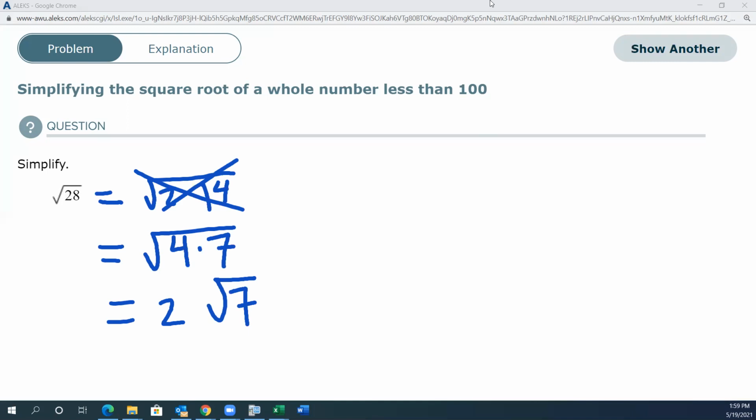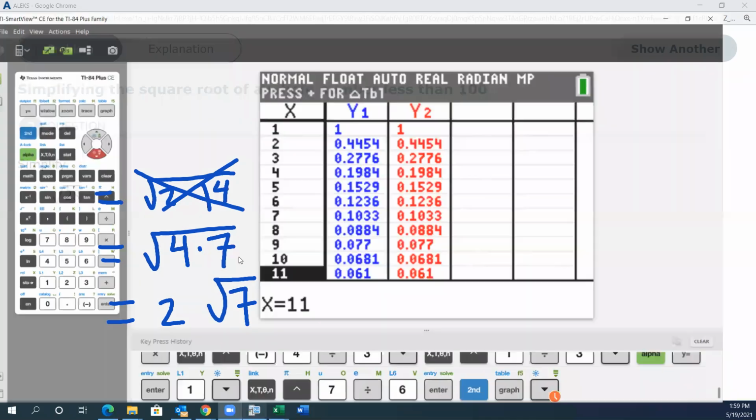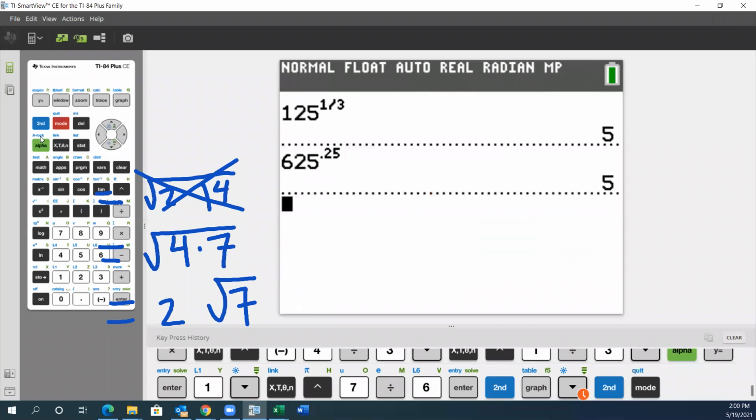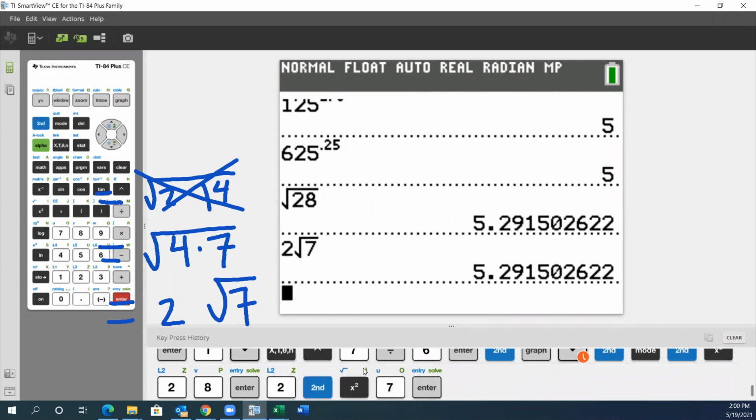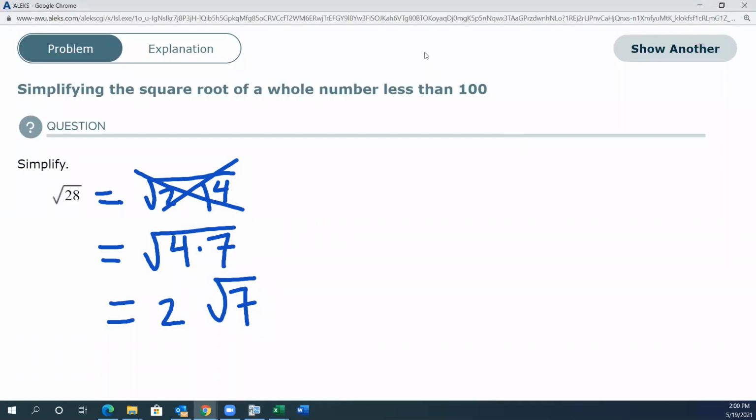As always, if I want to, I can check my work. Always a good idea. So the square root of 28, is that actually the same as 2 times the square root of 7? Yes, they match up. So I know I did it correctly. And I think we should try another one because they're just so darn fun.